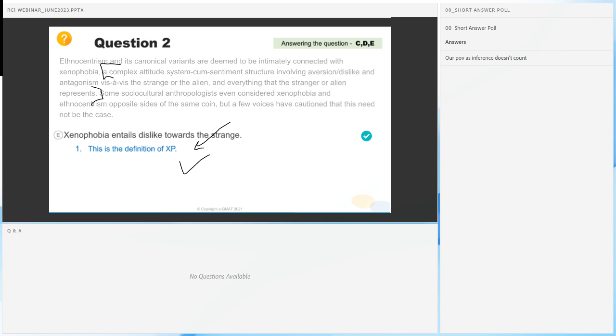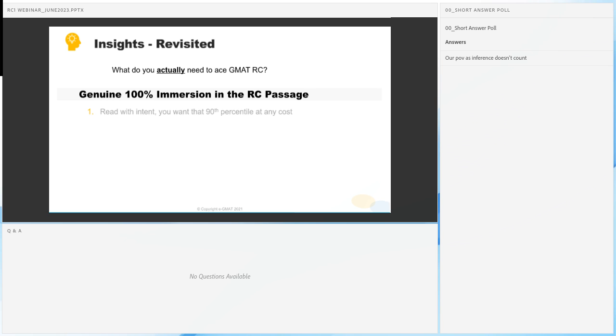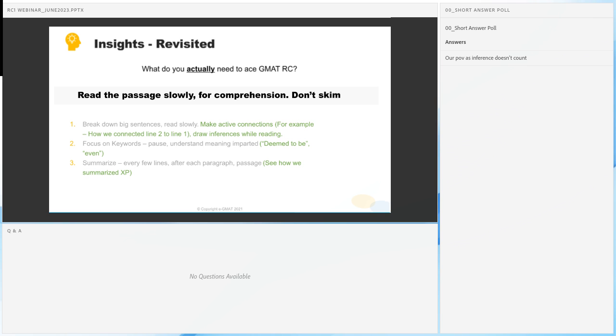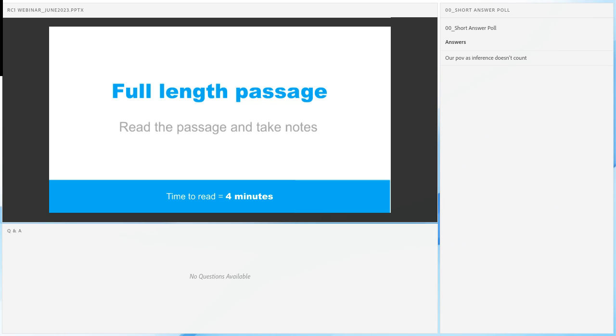Your point of view as inference doesn't count. That's a good one and absolutely true. Yes. Okay. So go slow, focus on keywords, and make connections. It's really important that you make connections as you read the passage. The only way you do that is by focusing on keywords and summarizing.